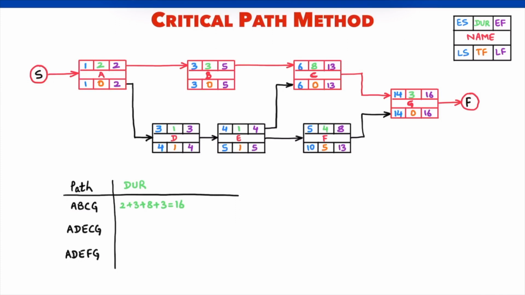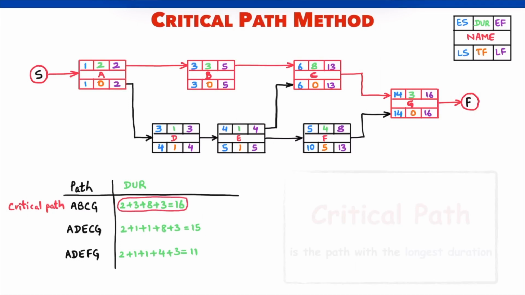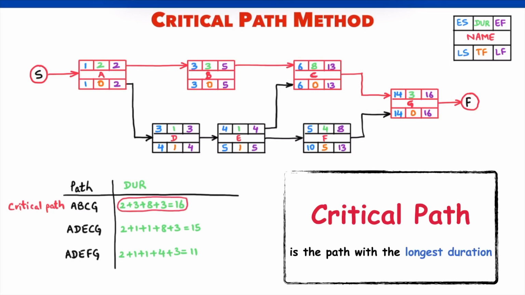Similarly, for other paths, duration is calculated. The critical path A, B, C, G has the longest duration of 16 days. The path with the longest duration is the critical path. No complex math is needed.